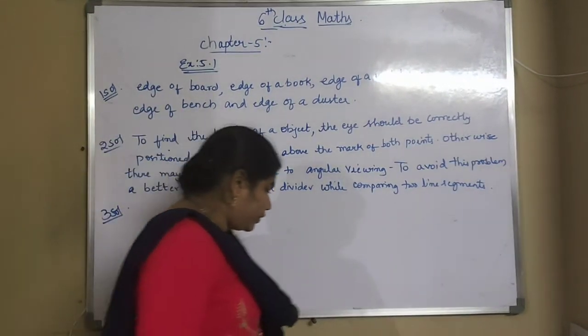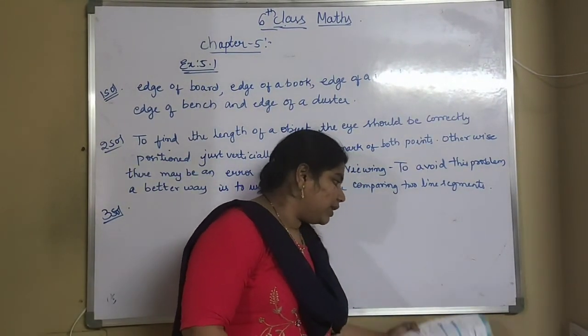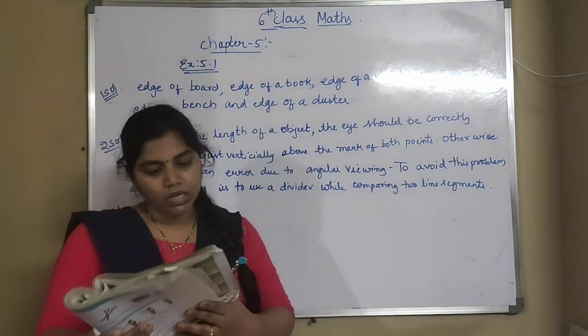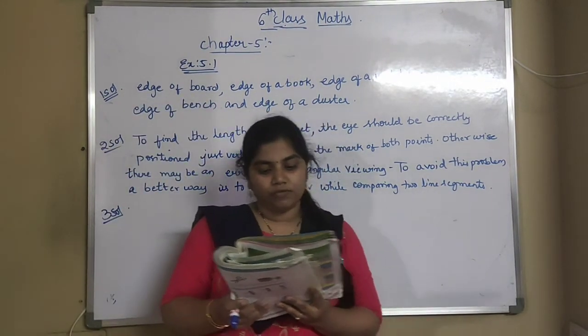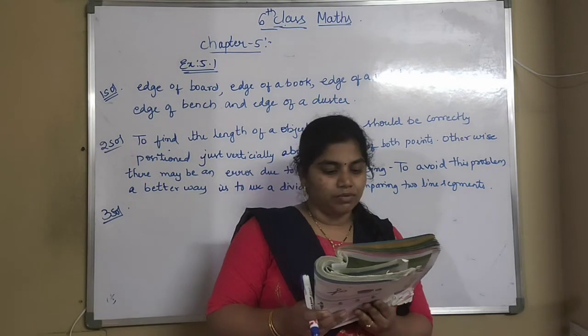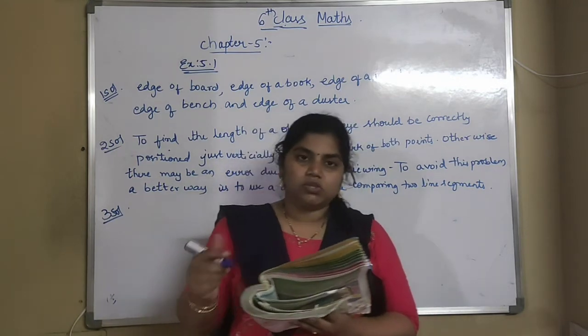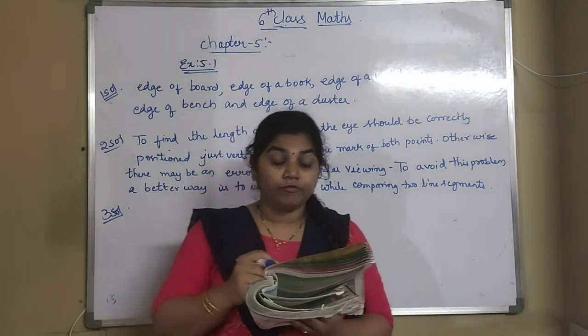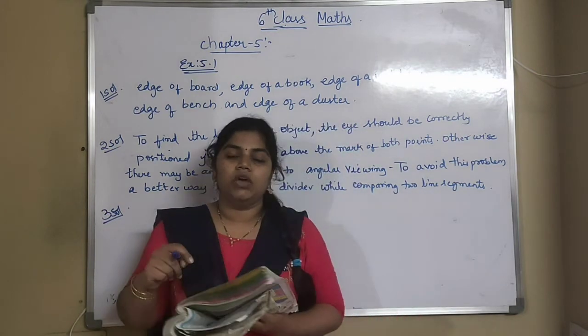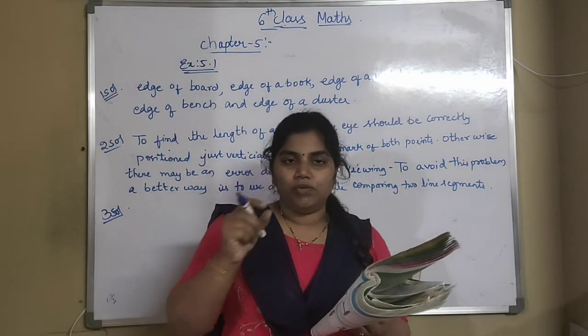Okay, so the third question is what here? Measure all the line segments in the figure given below and arrange them in ascending order of their lengths. Some line segments they have given, you have to measure with the scale. After measuring with the scale, you will get some values.